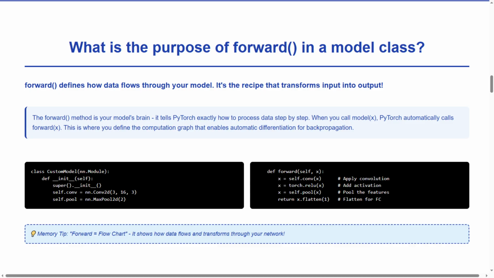Forward defines how data flows through your model. It's the recipe that transforms input into output. The forward method is your model's brain. It tells PyTorch exactly how to process data step by step.